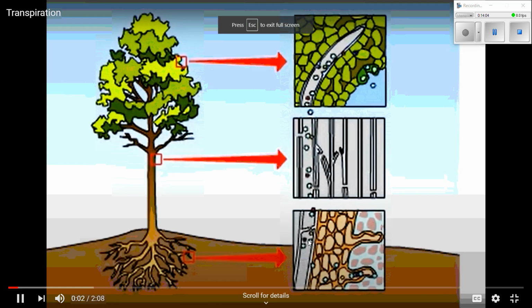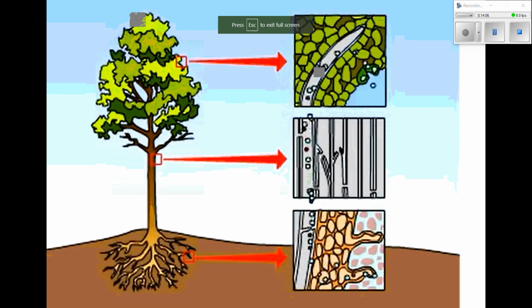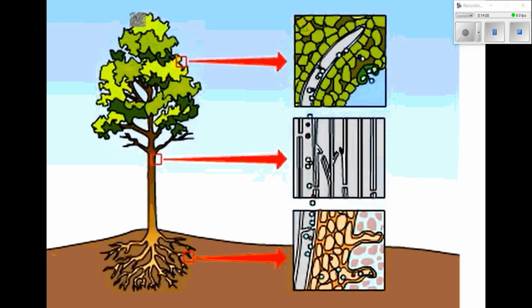How do water and minerals get to the leaves? Although roots can exert a slight upward pressure, it is evaporation of water from leaves, a process called transpiration.